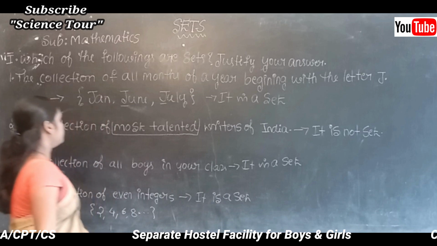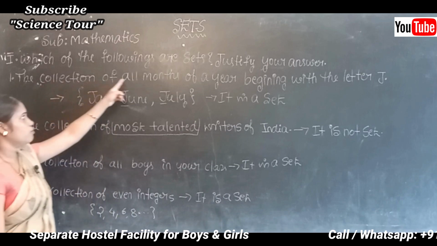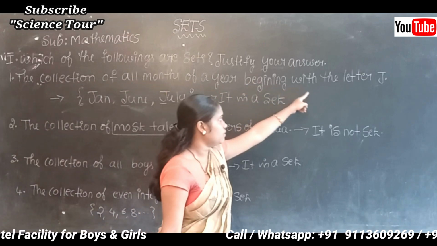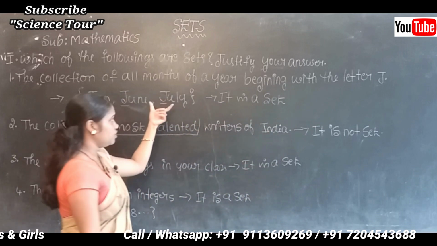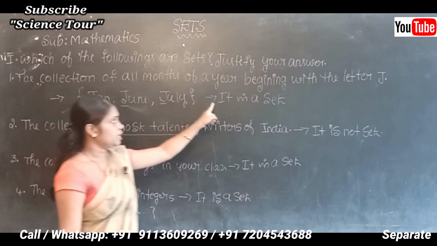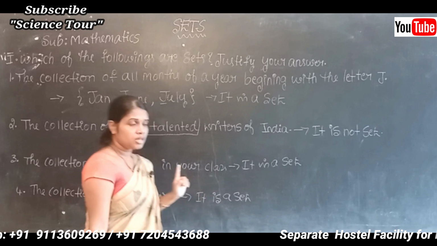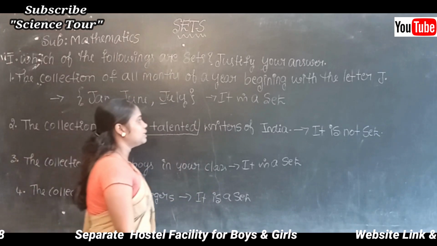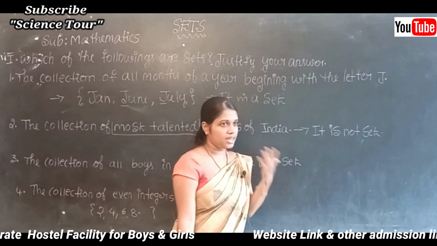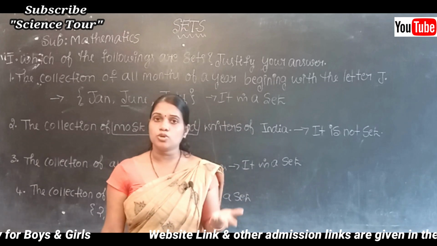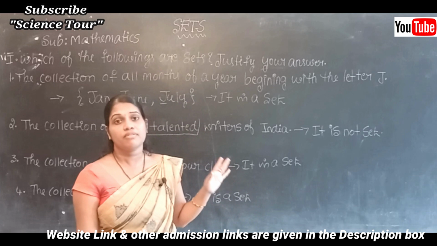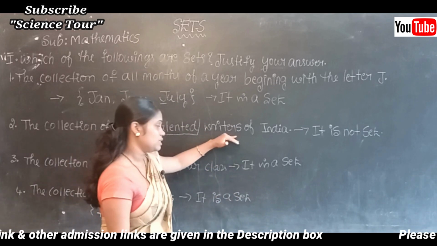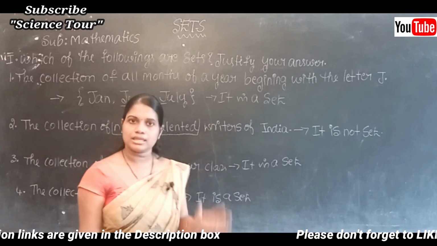So once again I will repeat. Okay, the first one, the collection of all months of a year beginning with the letter J. This is a well defined collection. So therefore it is a set. The second one, the collection of most talented writers of India. Again the list will vary from person to person. So therefore this is not a well defined collection. So therefore this is not an example for a set.